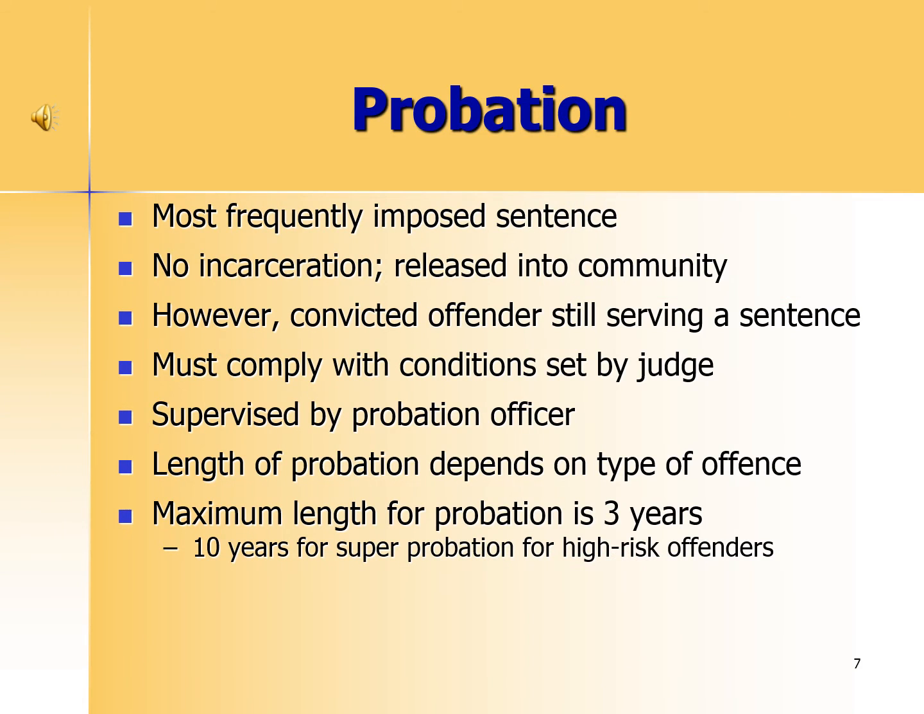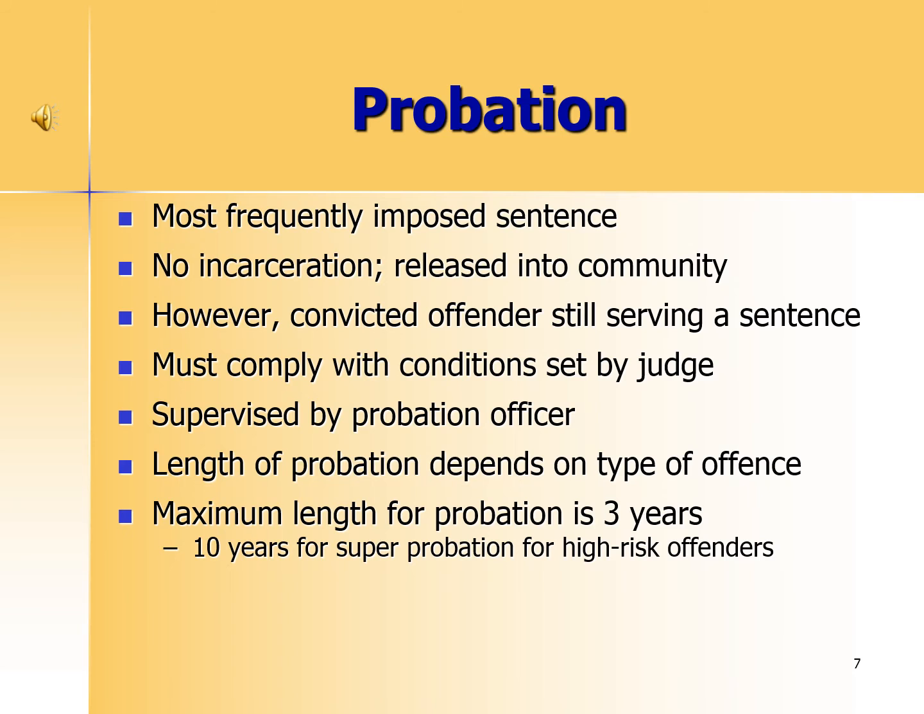The sentence that is most frequently handed out in Canadian sentencing hearings is probation. Probation basically means that the convicted offender is not incarcerated, they're not imprisoned. Instead, they are released into the community. However, it's important to note that the convicted offender is still serving a sentence. They are still under the supervision of the correctional system. It's simply that instead of serving a sentence in prison, they're serving a sentence in the community.